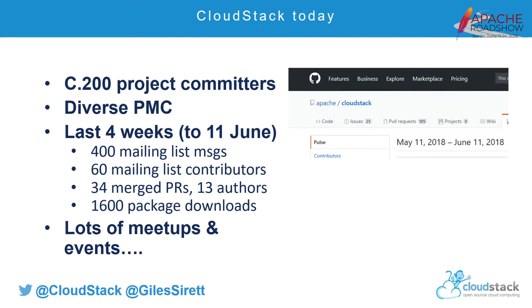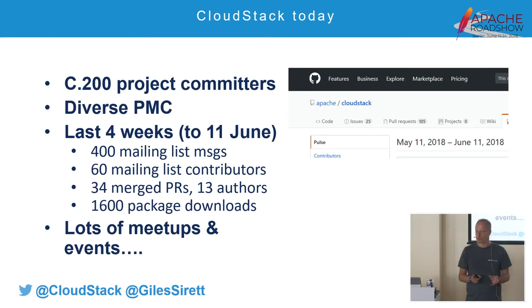In terms of the metrics around the project, we've got 200 committers, and a very diverse PMC from all sorts of different organizations. Just to give you an idea of scale, I pulled the figures the other day. In 4 weeks: 400 mailing list messages, 60 different people contributing, 34 PRs, and 1,600 package downloads. We have 2 locations to download our packages, and we're averaging around 1,600 a month.